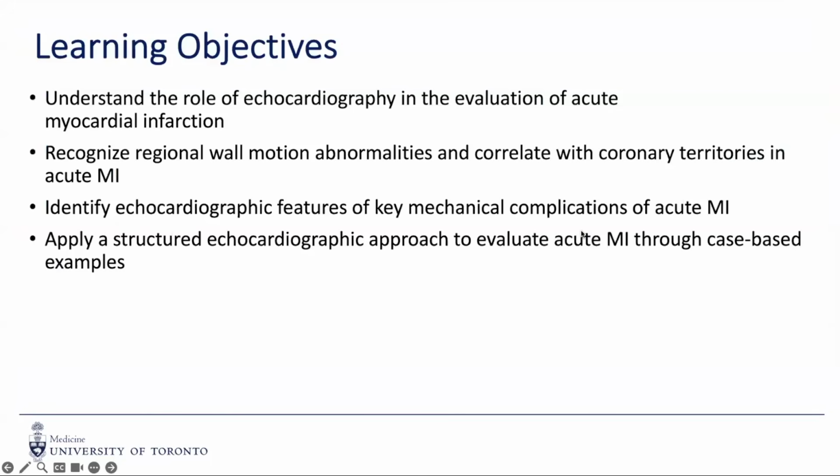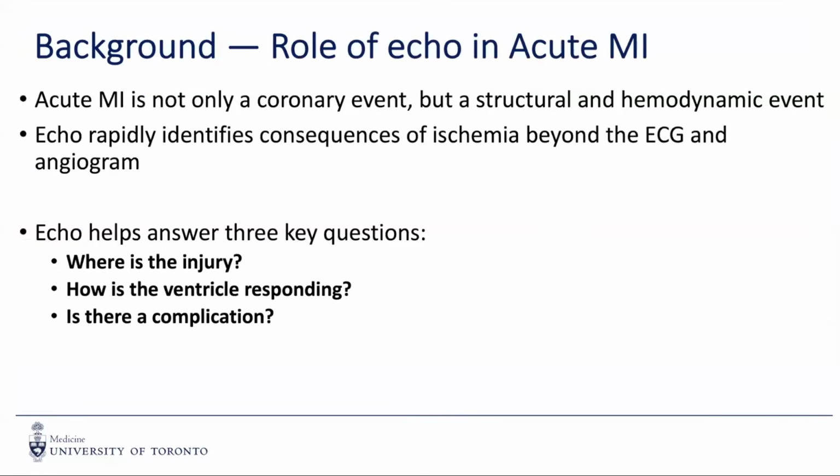So these are the objectives of my talk. Starting off with some background about the role of echo in acute MI. The learning point is that an MI is not just a coronary event. There's a lot of structural changes that happen with acute MI. And with that, an echo can really provide a lot of information that can help us in all stages of an MI. It can tell us where the injury is, it can tell us how the ventricles are responding, and it can often tell us if there's a complication in an MI early on that we should be mindful of, we should be monitoring as we move on.